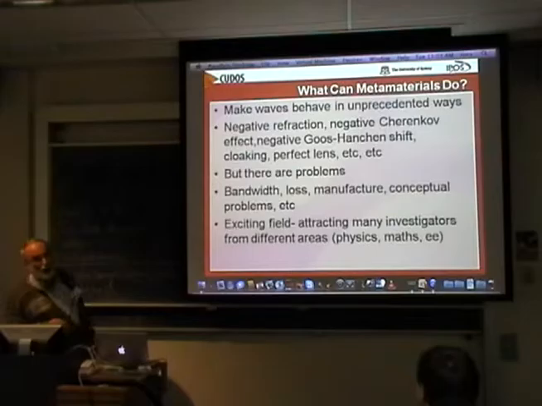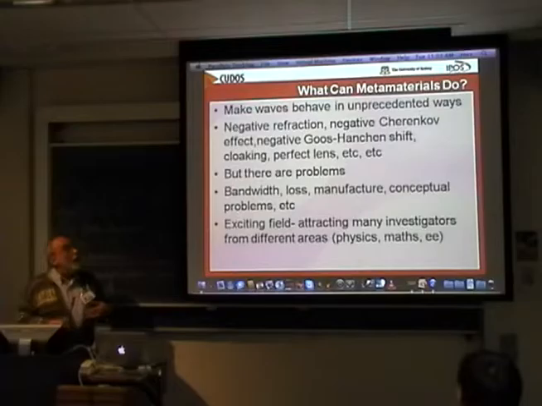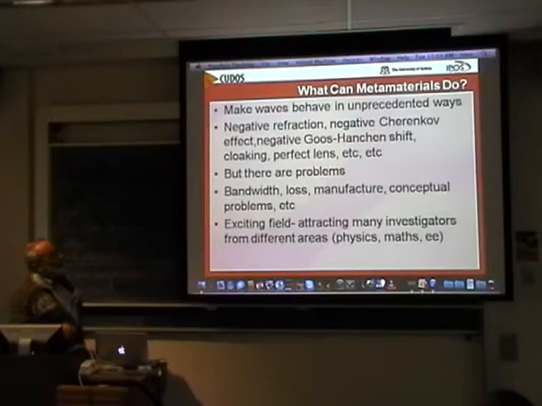So, you get negative refraction, you can get the Cherenkov effect, you can get the bow waves going the other way. You can get a negative Goos-Hänchen shift, I've shown you that. You can create cloaking, you can make a perfect lens with a slab of dielectric as long as that slab has got negative index. There are, of course, problems, and these problems are keeping experimentalists and theoreticians busy.